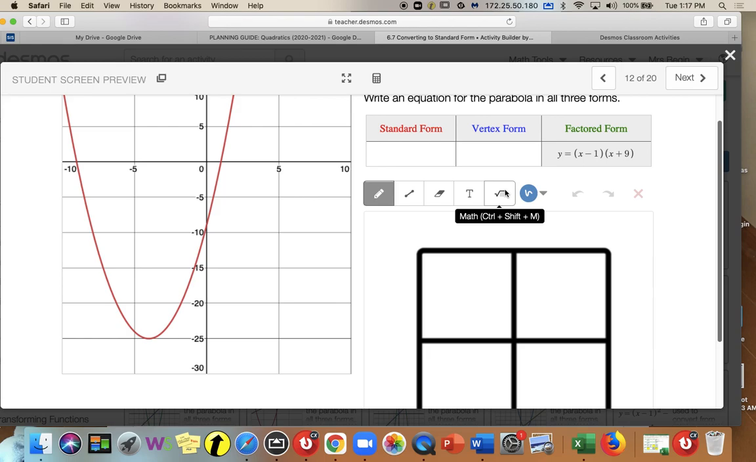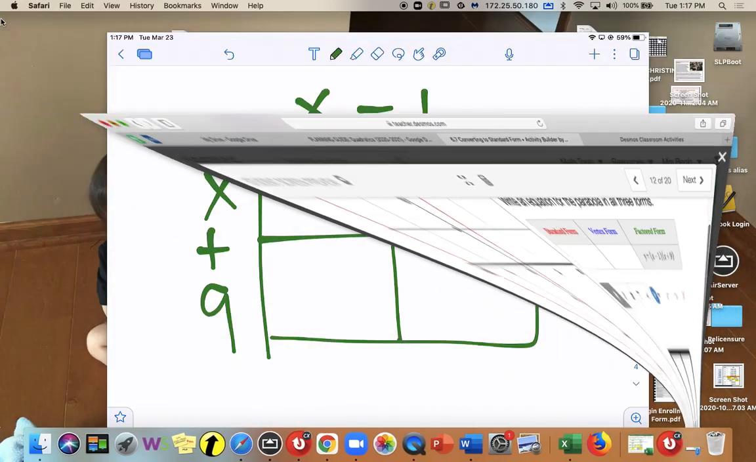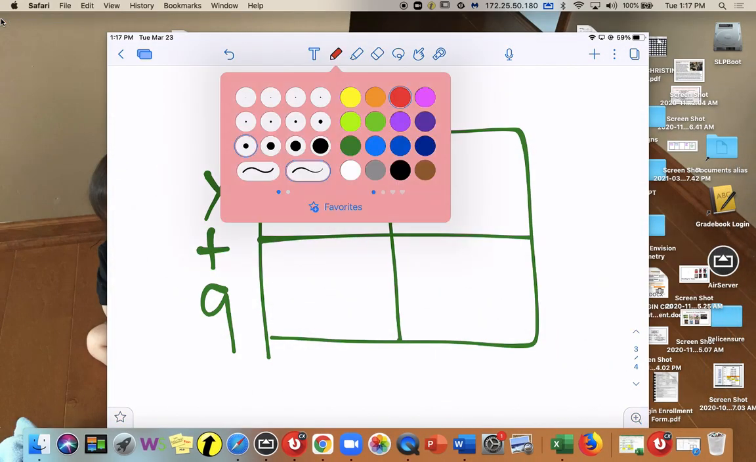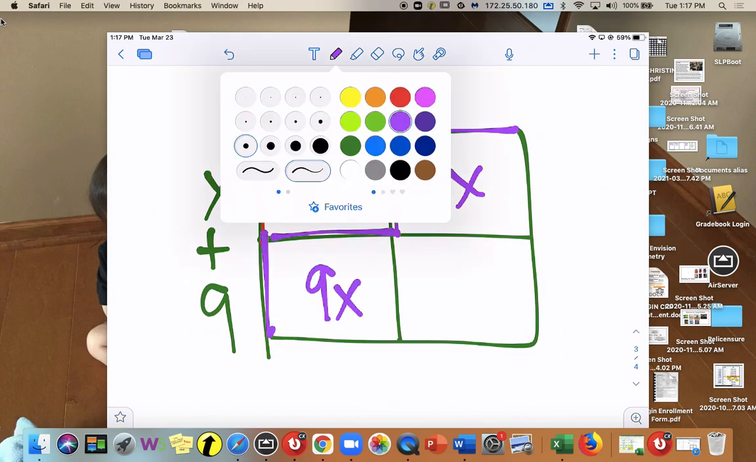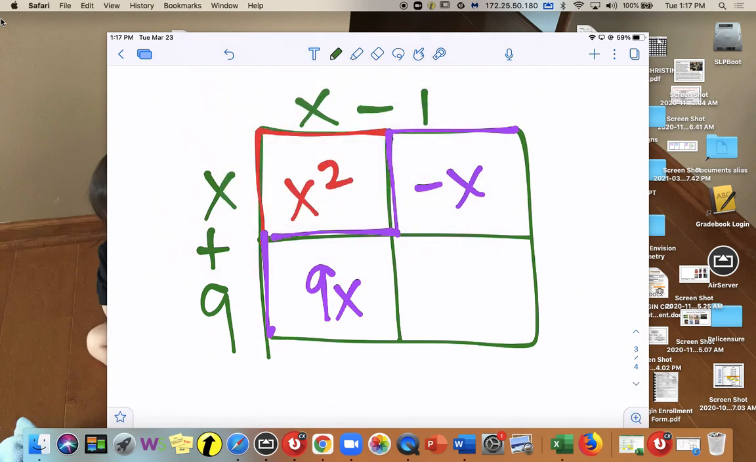Okay, so this one I have x minus 1, x plus 9. First box, x times x, x squared. Next box, -1 times x is -1x, or just -x. Next box, x times 9 is 9x. And last box, I guess I'll just use green, -1 times 9 is -9.